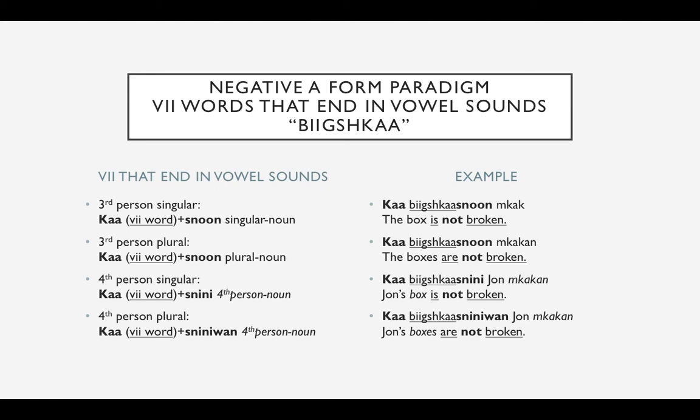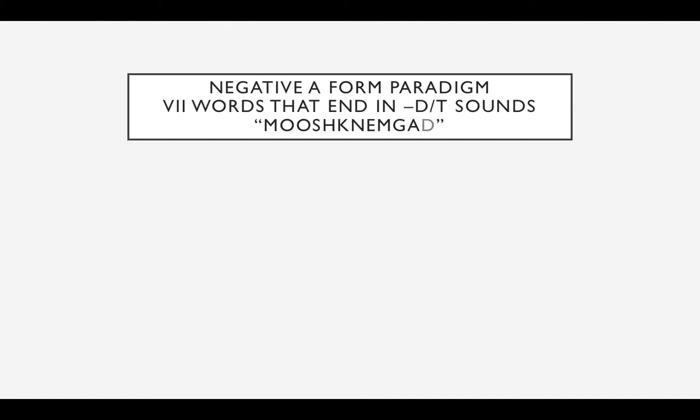And now we're moving on to our fourth person plural. Ka bikshka snene1 John mkakan. Ka bikshka snene1 John mkakan, John's boxes are not broken. Moving on to VII words that end in D or T sounds. So notice how I've highlighted that D sound being lighter. That means that we're going to drop that sound for something else.